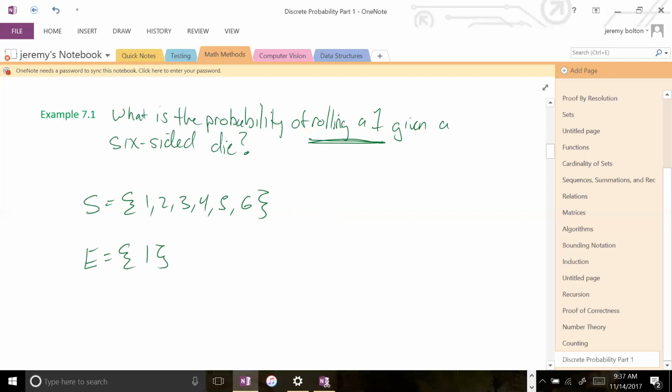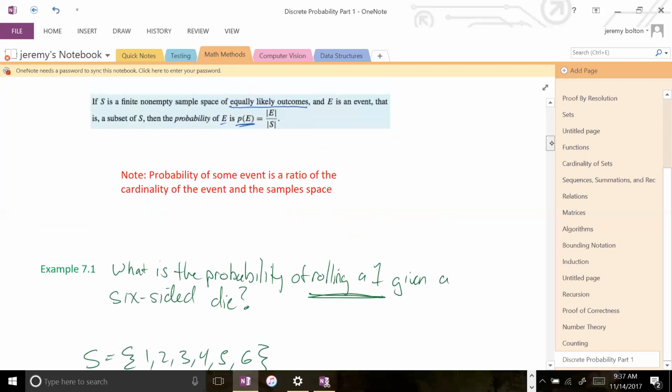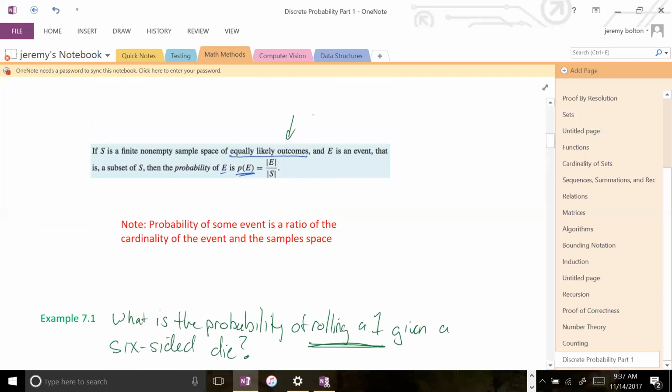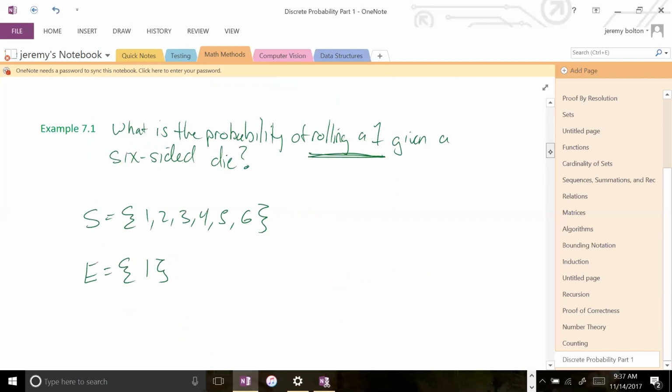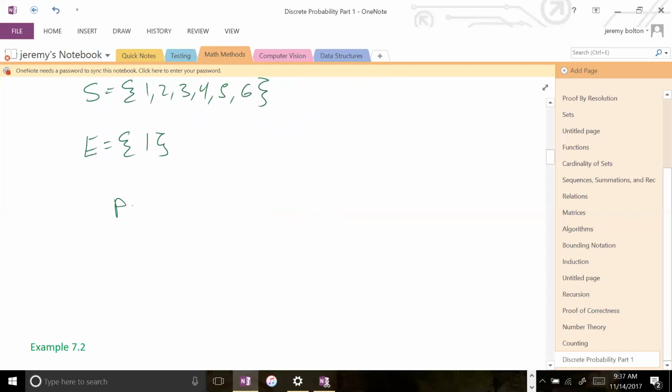Right. Excellent. Therefore, given our probability here of equally likely outcomes. Again, here we're assuming that we have a fair die and that each outcome is equally likely. We need only create a ratio of the cardinality of E over the cardinality of S to come up with our probability. Right? Thus, P of E is simply equal to the cardinality of E over the cardinality of S, which is simply equal to 1 over 6.